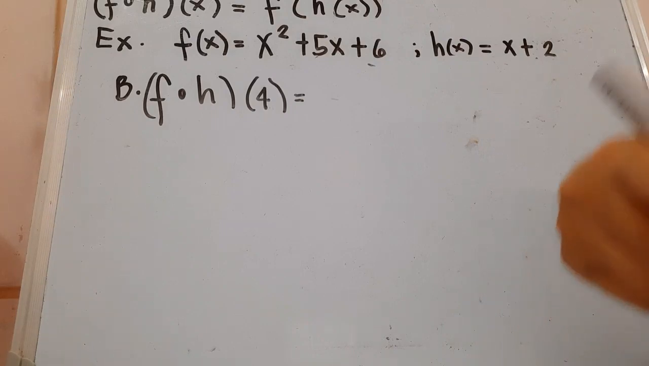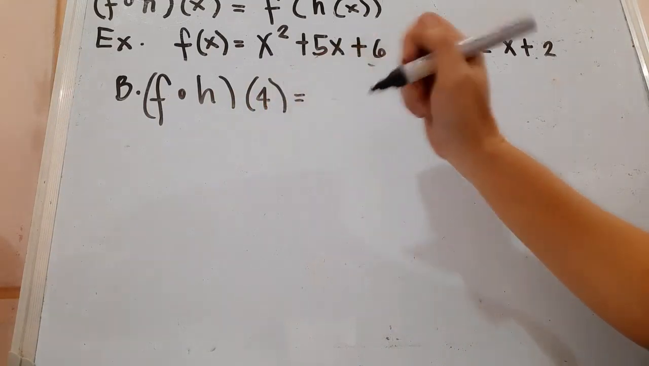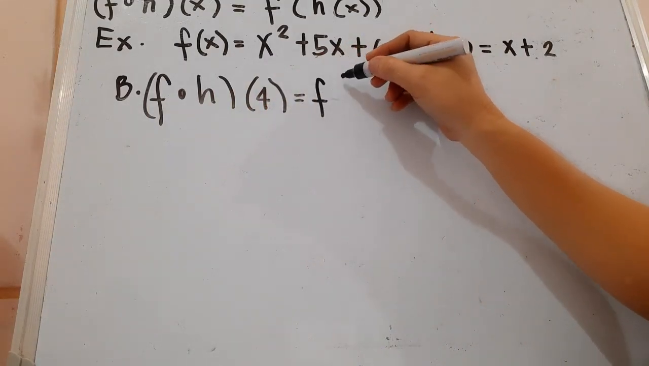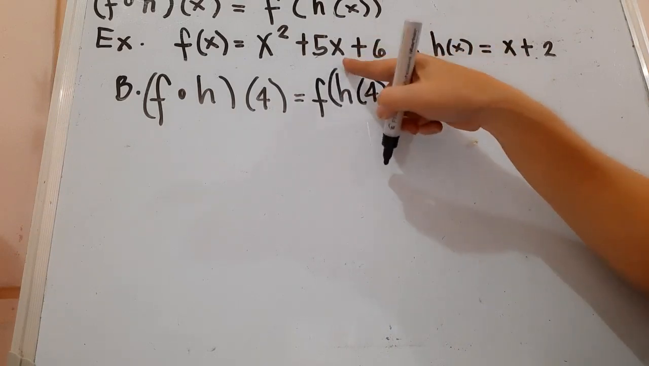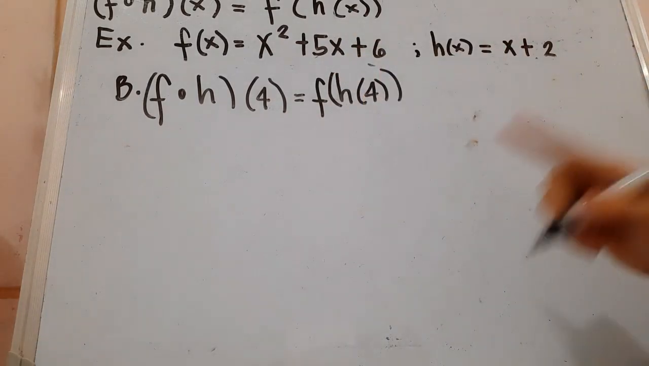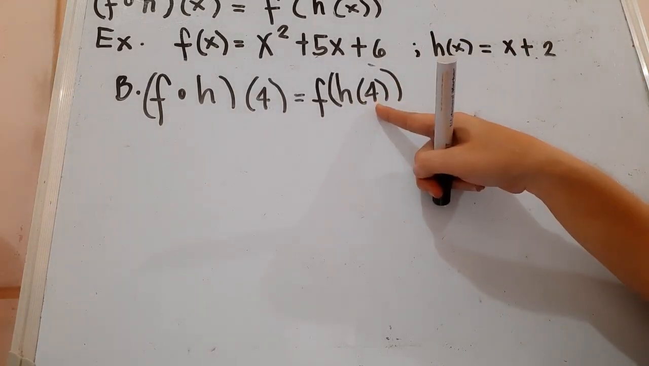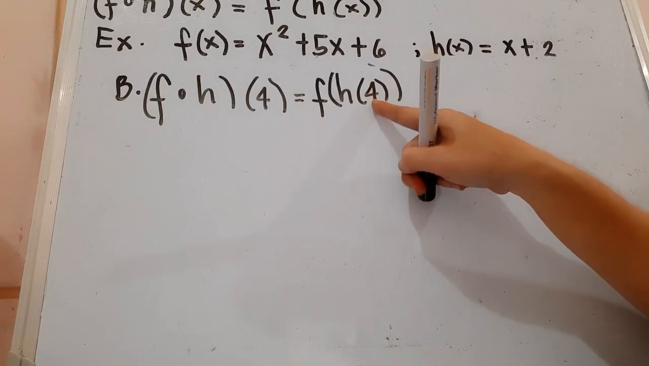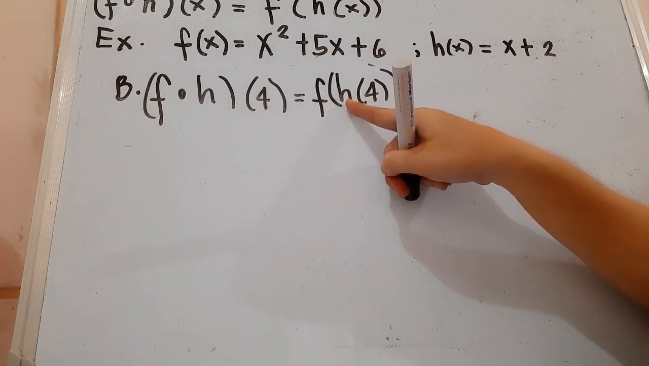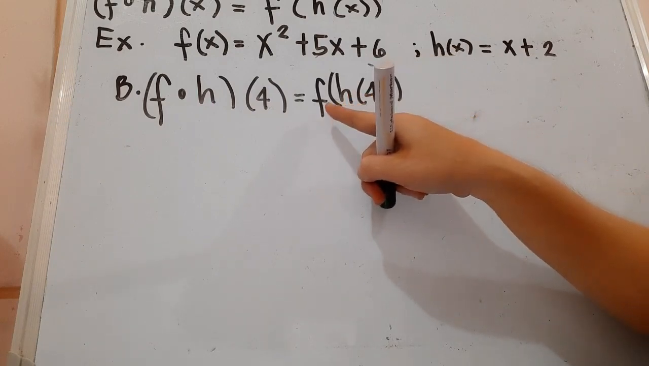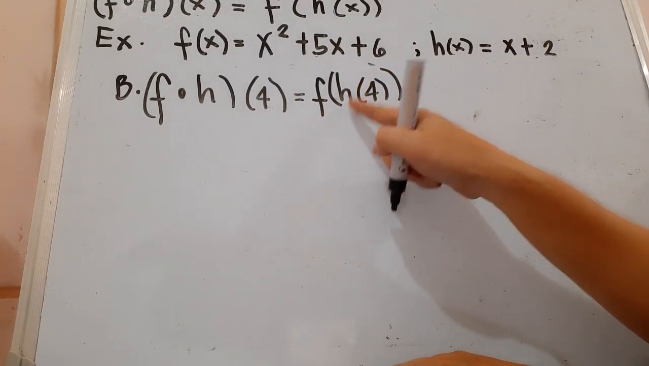For letter B, we have f composition of h of 4. This will give us f of h of 4. Okay, again, to solve for the value of the composition of functions, look for the function that is closer to the given value of the variable. Again, in our given, function h is closer to 4 than that of function f. So we are going to evaluate first function h before function f.